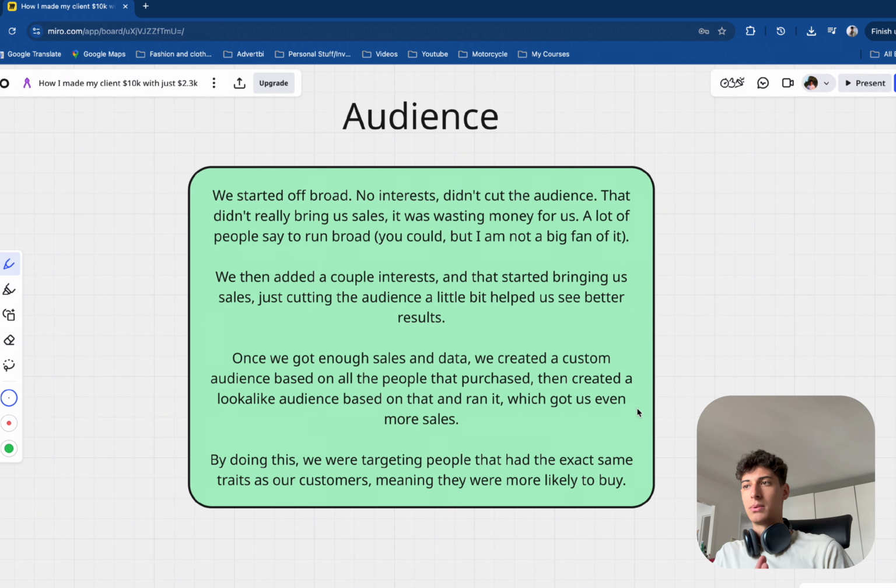And by doing this, we were targeting people that had the exact same traits as our customers, meaning they were most likely to buy. They were more likely to buy. Now, I could show you this. I won't go into the details.